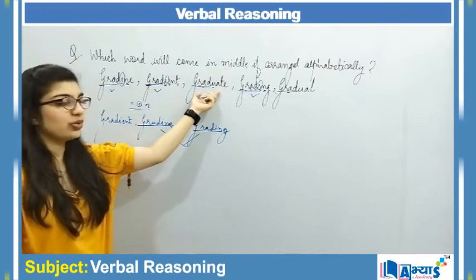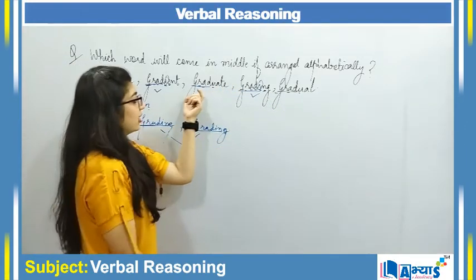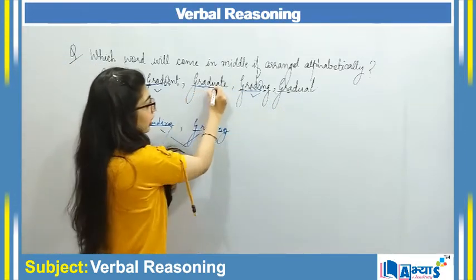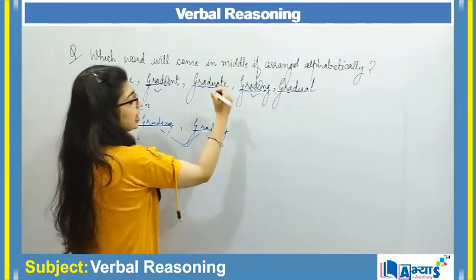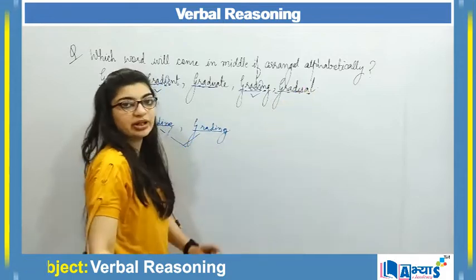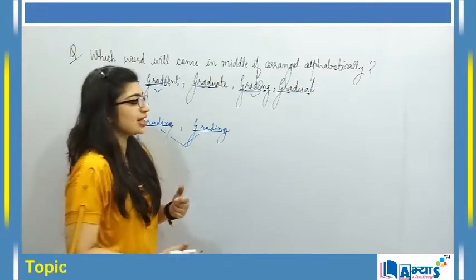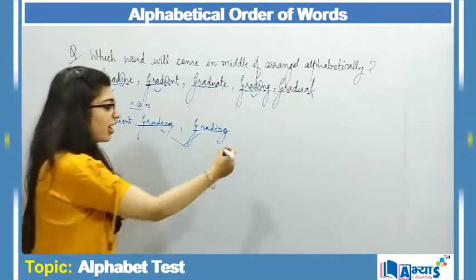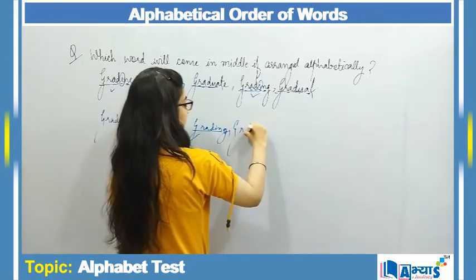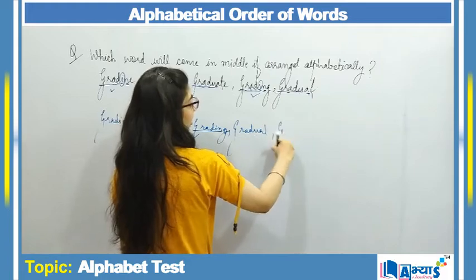When I talk about graduate and gradual, gradu is common over here, gradu is common over here. I switch to the next letter. I see E over here, I see A over here. Again I switch to the next letter. I see L over here and T over here. So gradual will come first, followed by graduate.